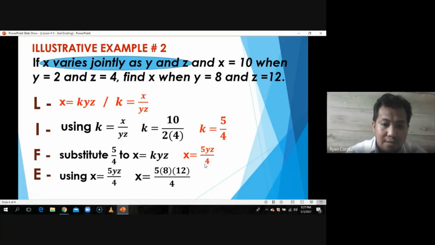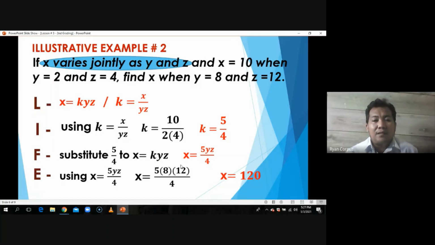So we can do cancellation. Cancel 12 and 4 here. So 12 divided by 4 is 3. 3 is what remains here. So 5 times 8 is 40, times 3. We come up with 120. So the value of x is equal to 120. So that's how we answer example number 2.